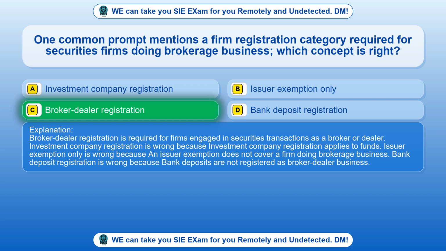Investment company registration is wrong because investment company registration applies to funds. Issuer exemption only is wrong because an issuer exemption does not cover a firm doing brokerage business. Bank deposit registration is wrong because bank deposits are not registered as broker-dealer business.